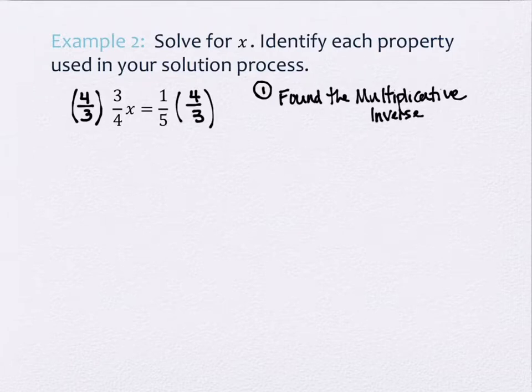Okay, so that's step 1. We haven't actually really done anything. We've just written down that we're going to do it, right? We're going to multiply by 4/3. That's step 1. Step 2 is actually multiplying by it.